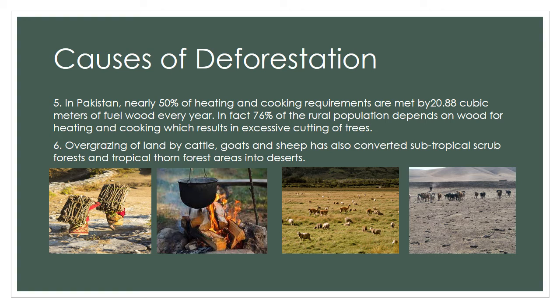The next one is overgrazing of land by cattle, goats, and sheep, which has also converted subtropical scrub forests and tropical thorn forest areas into deserts. Although we feel that it might be less dangerous, overgrazing is one of the most dangerous things, converting many forested areas into deserts. As we have seen, goats, sheep, and other animals are overgrazing the land, and that land is being converted into desert areas, not only in Pakistan but all over the world.